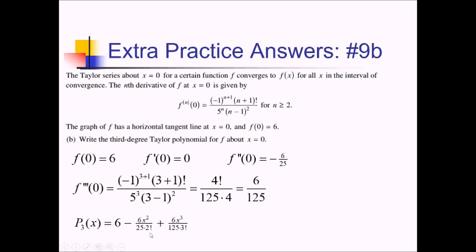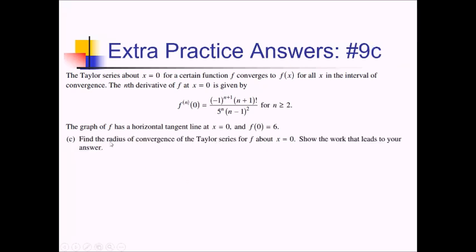Don't forget the 2 and the 3 factorial were from the Maclaurin formula themselves, not part of the actual derivatives that we found here. If you wanted to clean this up a bit, we could rewrite this as 6 minus, 6 divided by 2, so 3x squared over 25, and for this one, 6 and 3 factorial are really the same thing, so this is just x cubed over 125, and there we are.